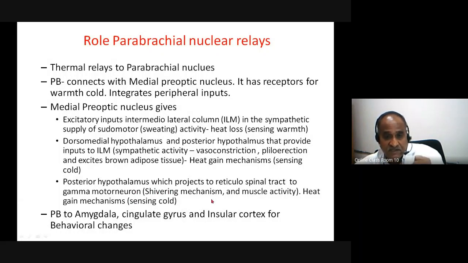So that means your muscles become tense. That means increased tone. Increased tone means increased heat production. Sometimes we have the shivering mechanism, so that is to produce extra heat.